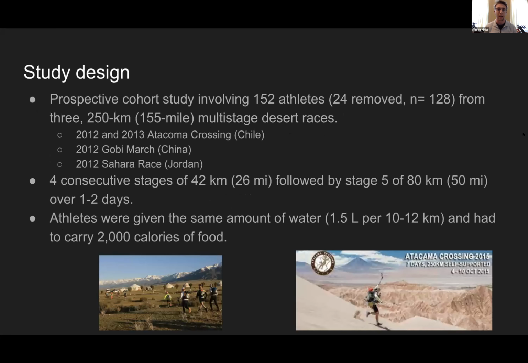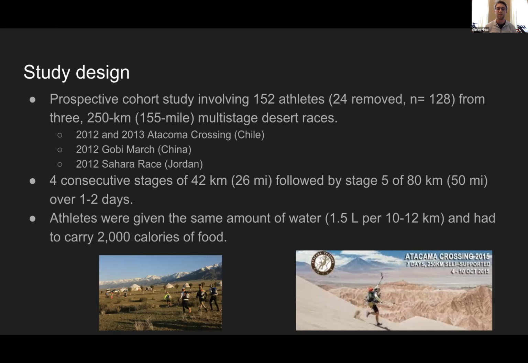So this study was a prospective cohort study involving 152 participants. 24 were removed either due to non-compliance or not finishing the race. And this cohort was taken from 3 multi-stage 155-mile desert races in either Chile, China, or Jordan. And I put some pictures of some of them down here. This one right here is in China, and this one, I believe, is in Chile. So as you can see, it's pretty challenging terrain that they're going through.